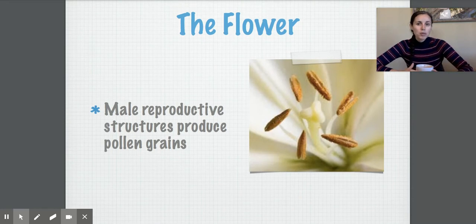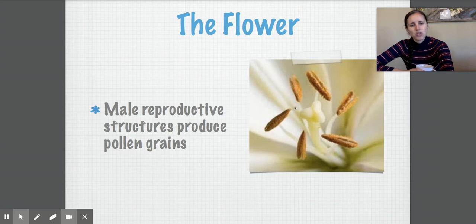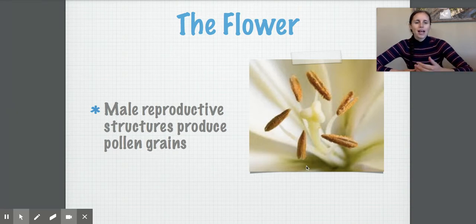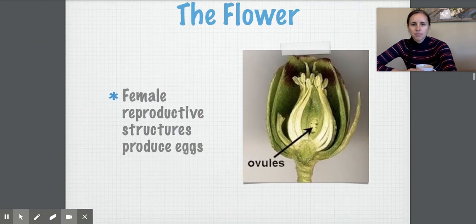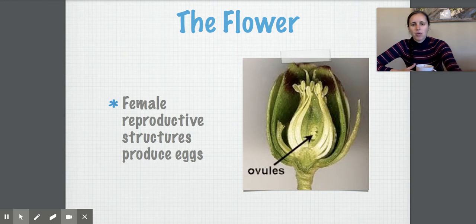So what the male reproductive structure looks like is they are here. They're called stamen. So this is a lily. You can actually really see the stamen in the lily. But all plants do have some sort of male reproductive structure, and they produce pollen grains. Pollen grains are like the sperm of plants. So pollen actually acts as the male reproductive gamete in plants. The female part of the flower is actually eggs. So it's the same as in females. So you actually have ovules, and that's often lower down in the flower.